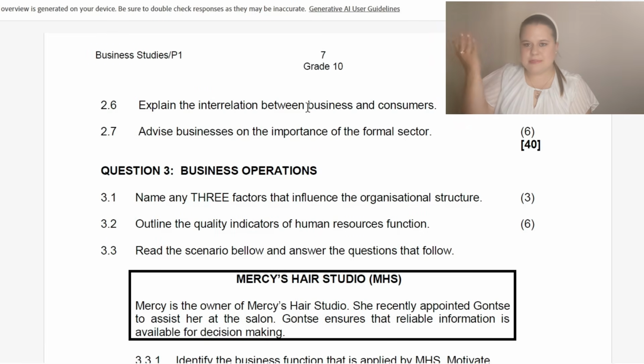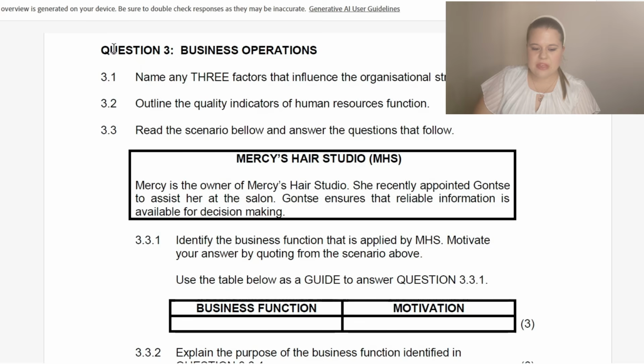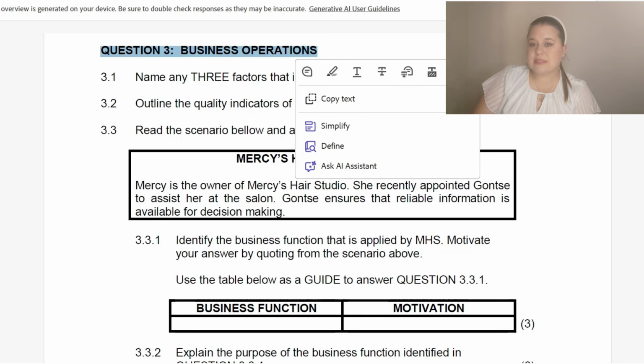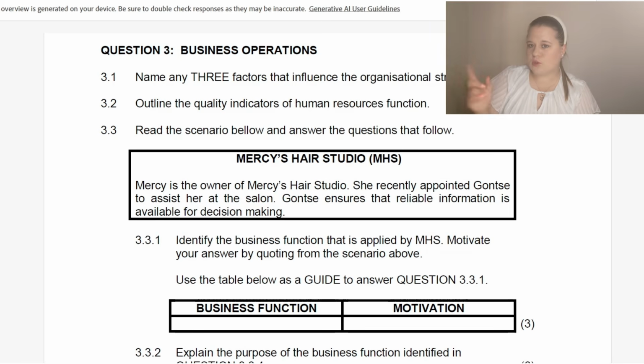Interrelationship between business and customer, interrelationship between the markets. And then the importance of the formal sector. Moving on. Question 3, do you see business environments? It correlates with what I showed you in the table. Name any 3 factors that influence organizational structure. That's business activities.